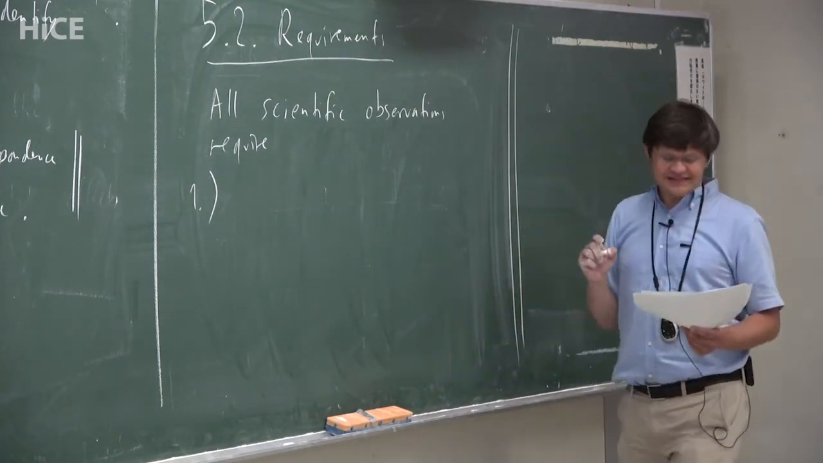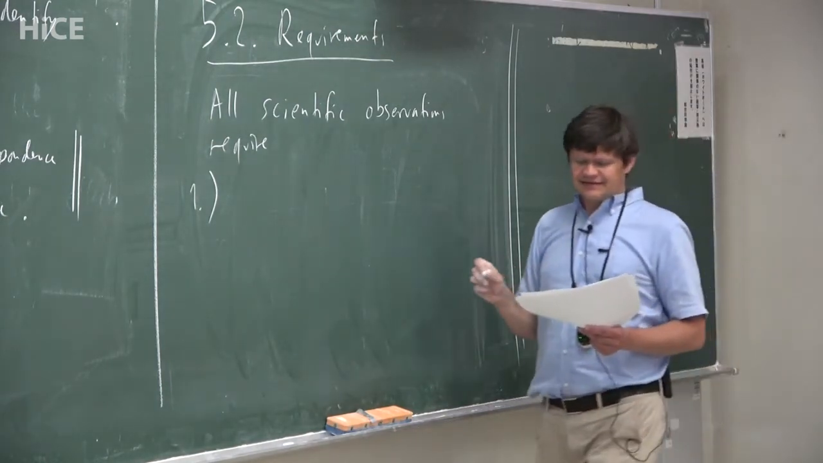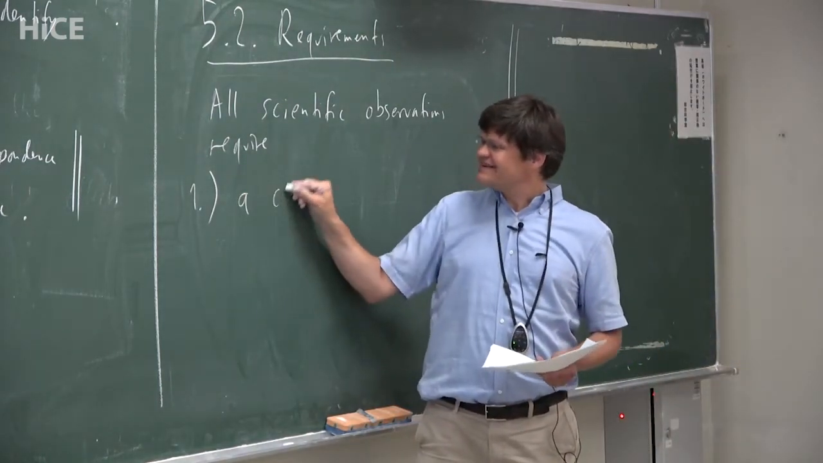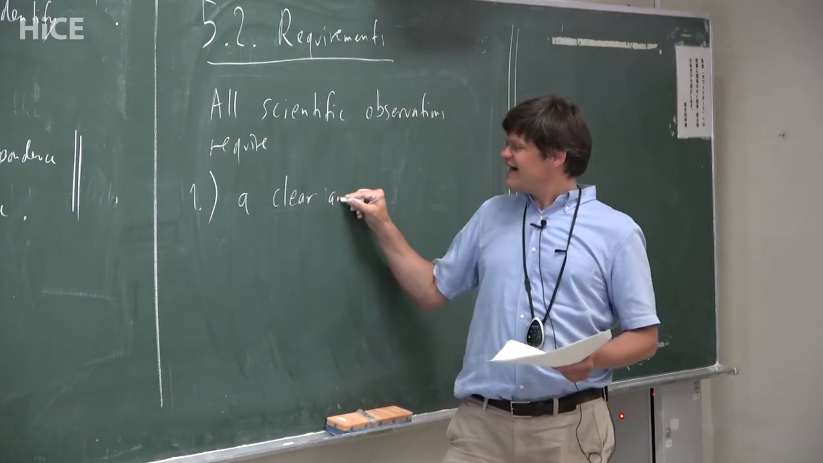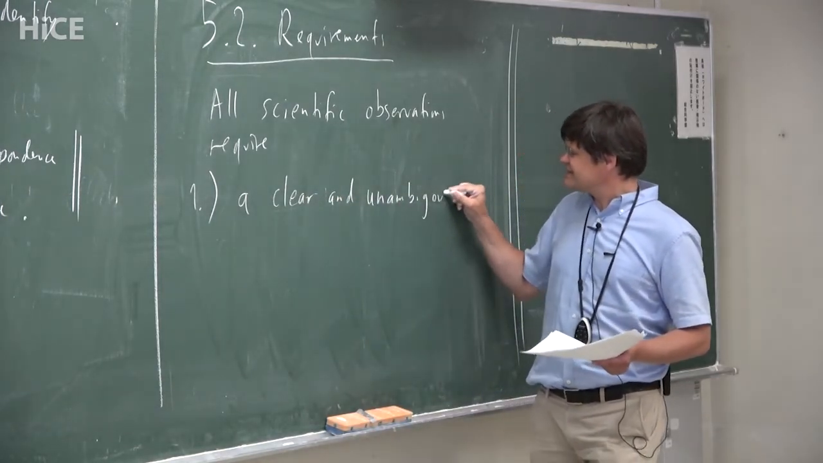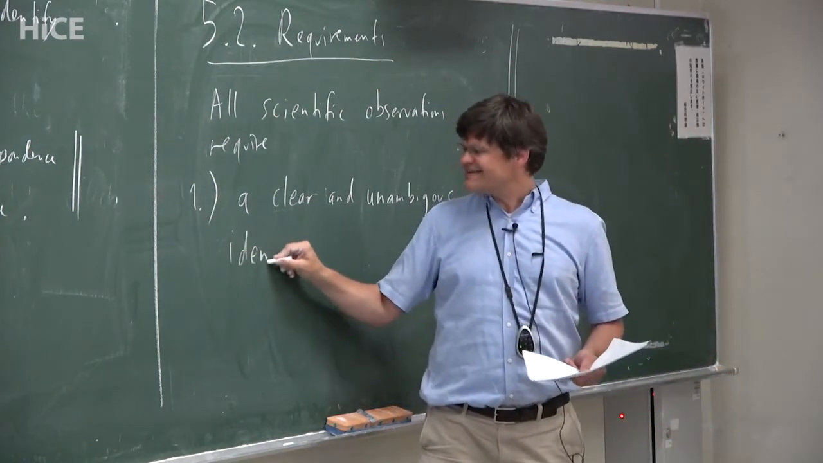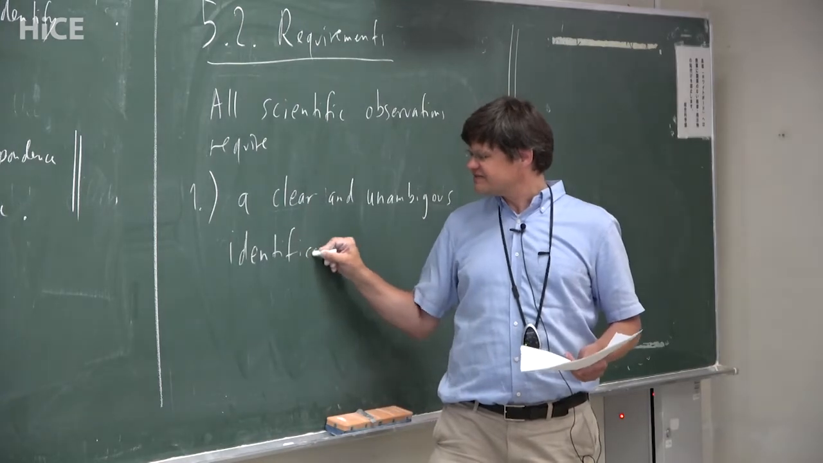So the first thing is really the object. So you should have a clear and unambiguous idea of what the object is. So you need an identification of the object.